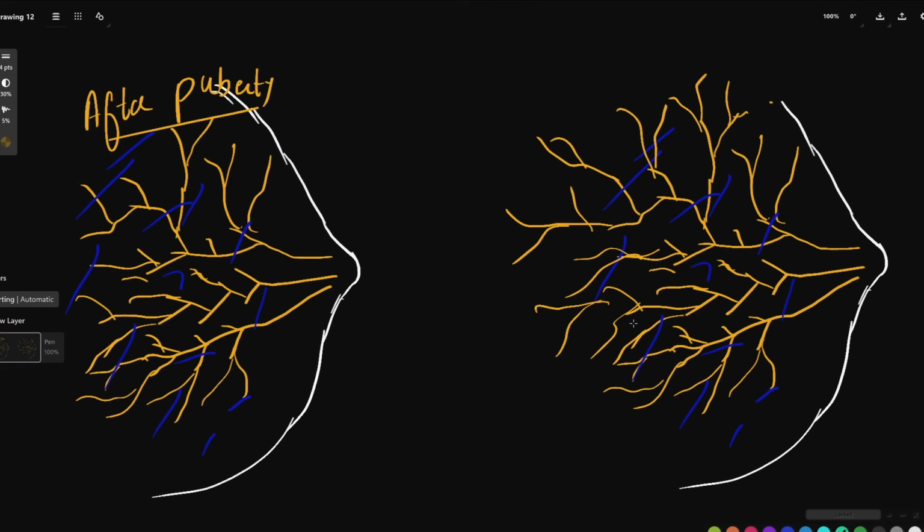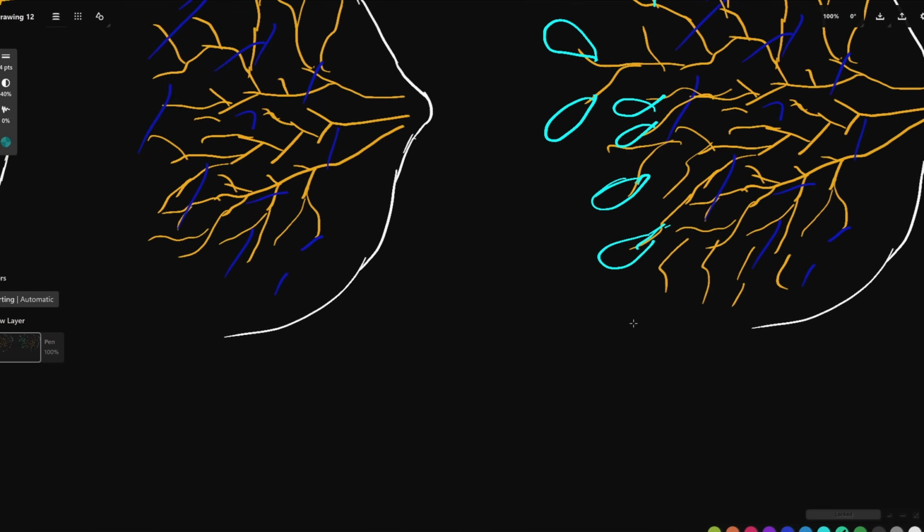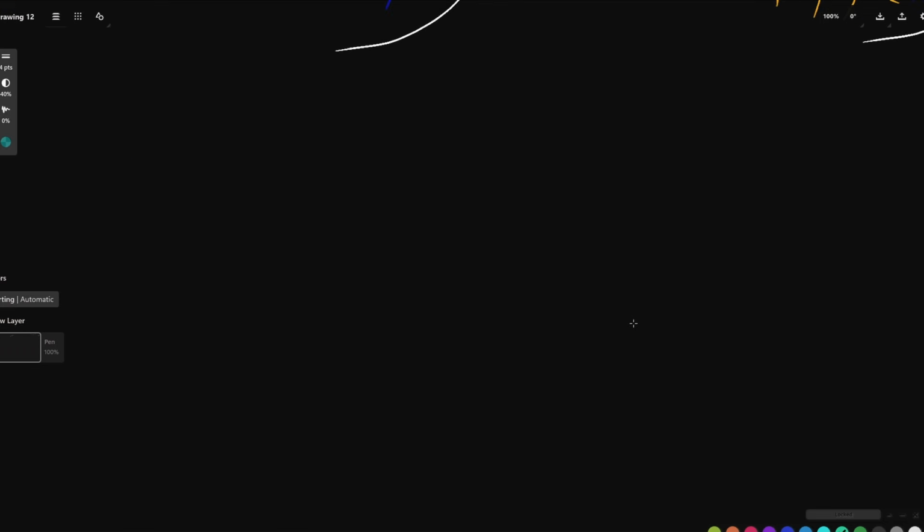So even more branching will occur, and along with that, in late pregnancy, it is important to understand that at the ends of these branches, these type of structures will develop, right? I hope you got the point. These type of structures will begin to secrete the milk.